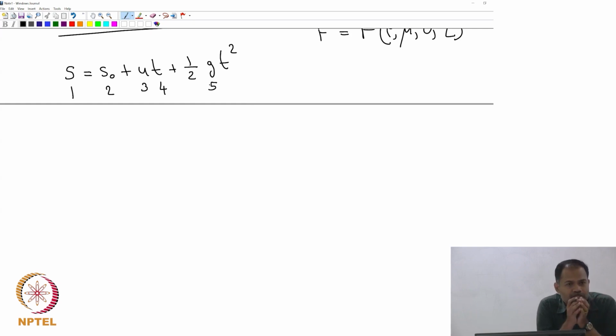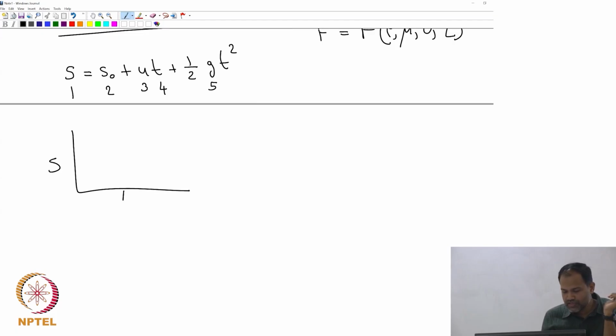Suppose you did not know this equation, or you want to represent this equation but as a data set, not as an equation. What would you do? Your interest is to prescribe the location of the particle as a function of time. So if you were to plot a graph, you will actually plot S versus T, right? You will plot S versus T as a graph, but then you have to tell for what value of S0, what value of U and what value of G you would be plotting it.